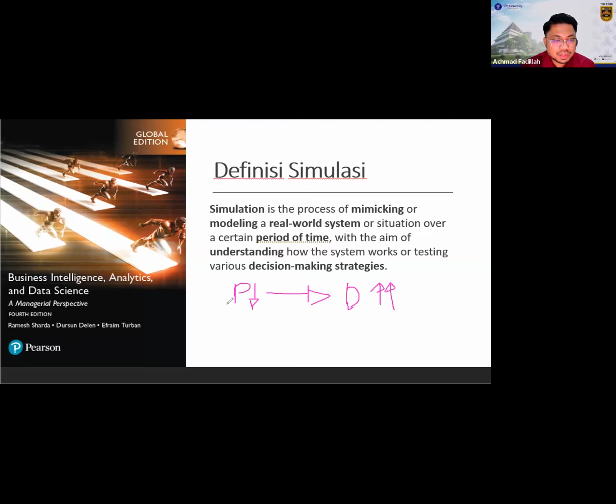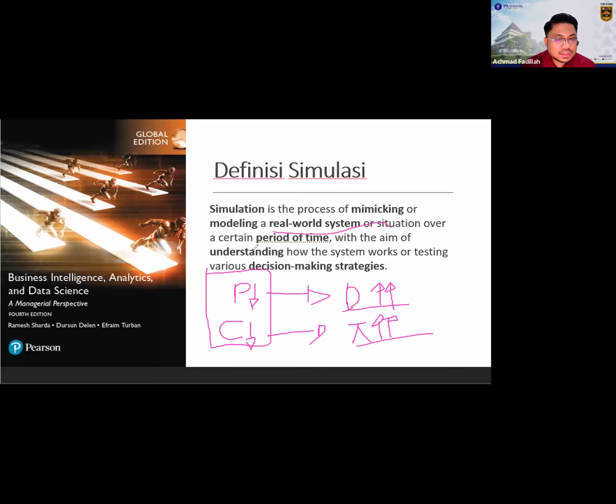For example, or the other thing, you try to reduce the cost and see the impact on the profit. This is all decision making. That's important, to see the impact on the system, I mean the outputs of your business, in this case, the real world situation.